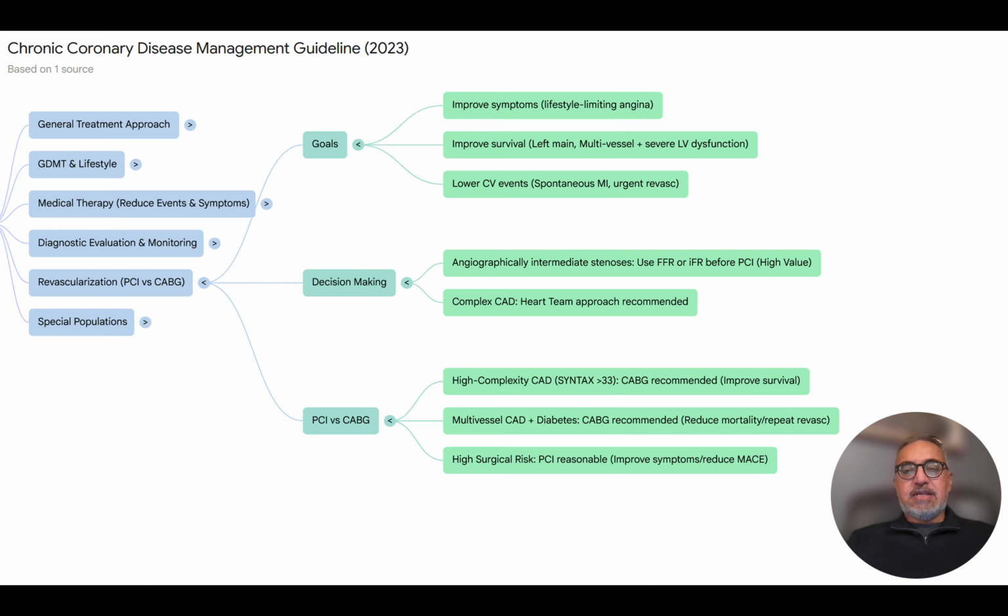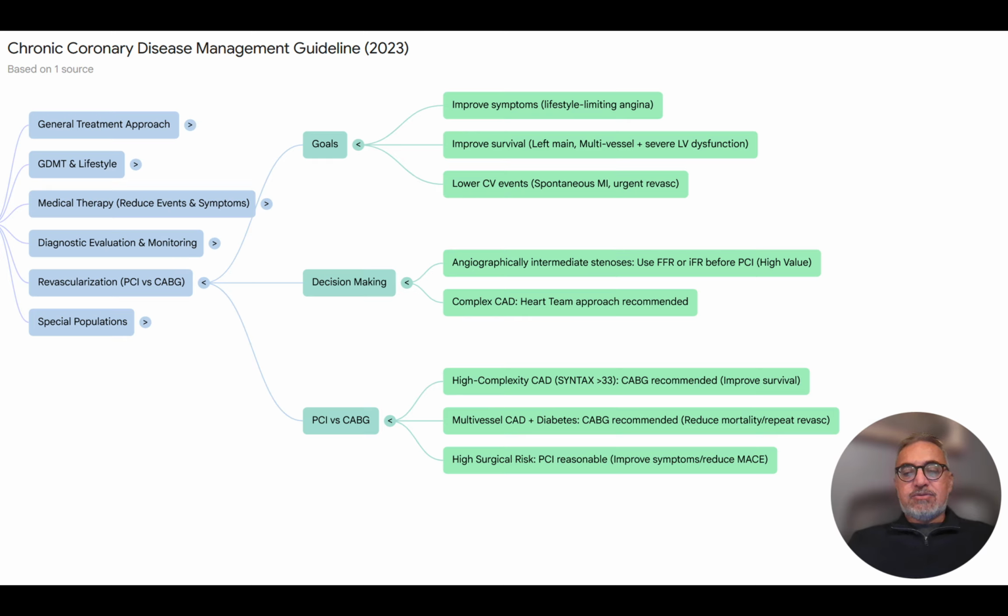Revascularization strategies, the goals are to improve symptoms like lifestyle limiting angina, improve survival in people with left main multivessel disease plus severe LV dysfunction, lower cardiovascular events such as spontaneous MI or urgent revascularization. Decision making includes using CT correction, using FFR or IFR before PCI in angiographically intermediate stenosis. For complex CAD, a heart team approach is recommended.